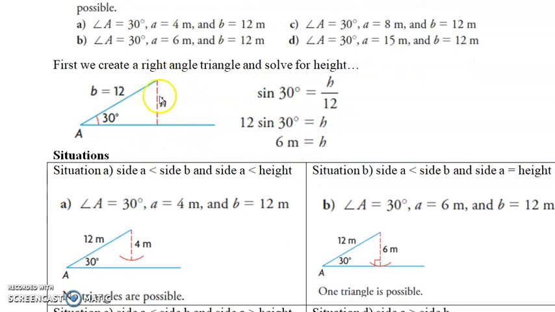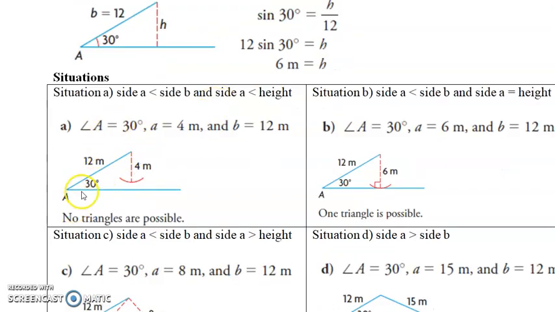Okay? And obviously that would be the height here. This would be considered A, opposite of 30 degrees. So on a right angle triangle we solved for height, we get a height of 6. So that's scenario B. What if we make the height smaller? If we have this triangle with 30 degrees, side B equal to 12, and our A value is 4, it's not long enough to create a triangle, so there are no possible triangles here.